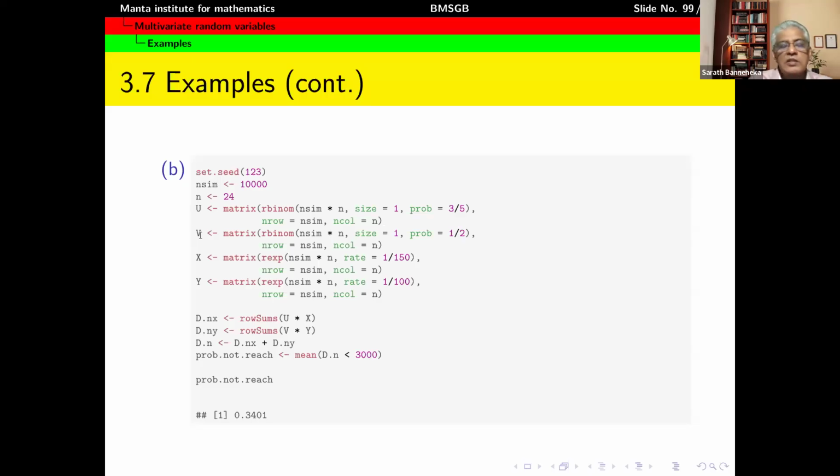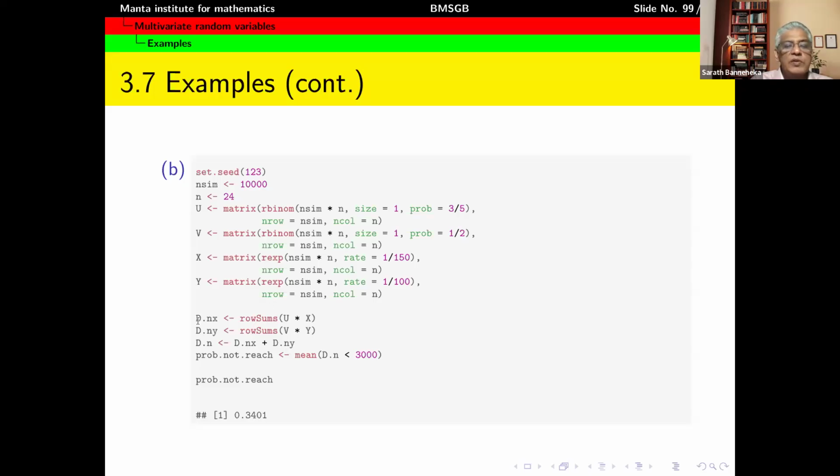And similarly, I need another set of random numbers V, again binomial Bernoulli with probability half. Then the X numbers are the exponential random numbers. Again, the same idea. I will have 10,000 rows, but each row will contain 24 numbers. My X values are coming from exponential with rate 150. Y values are coming from exponential with rate 1 over 100.